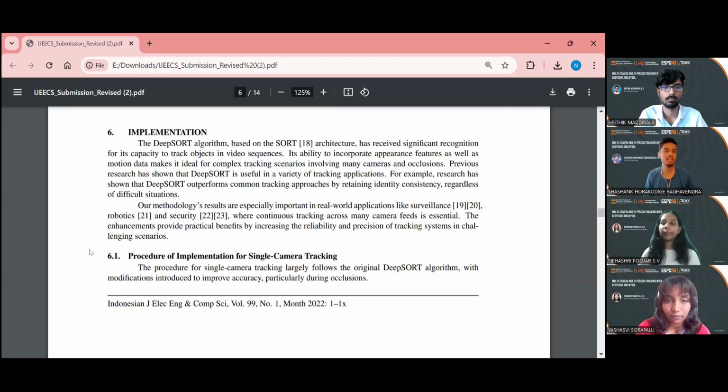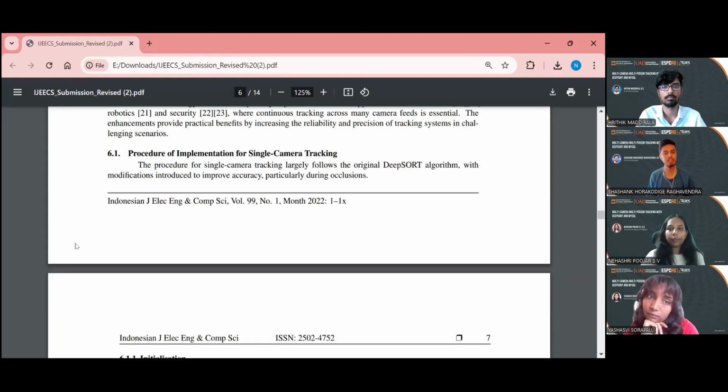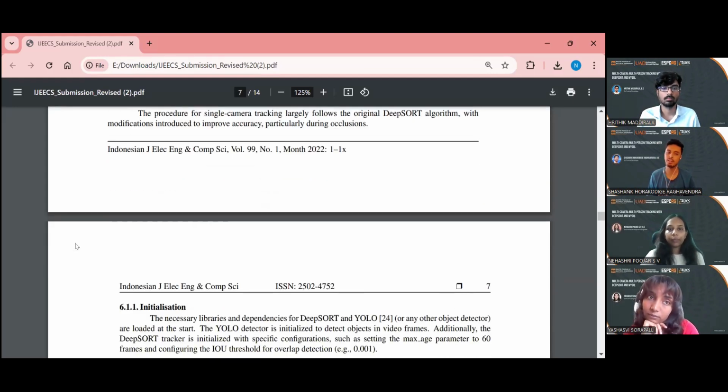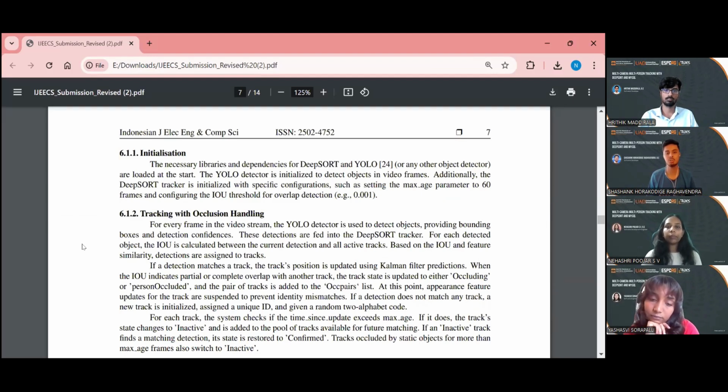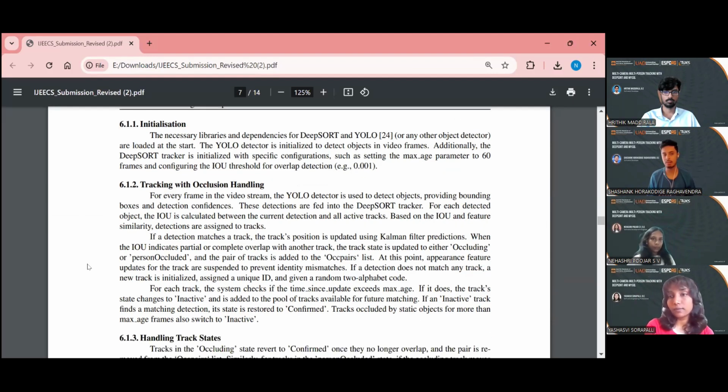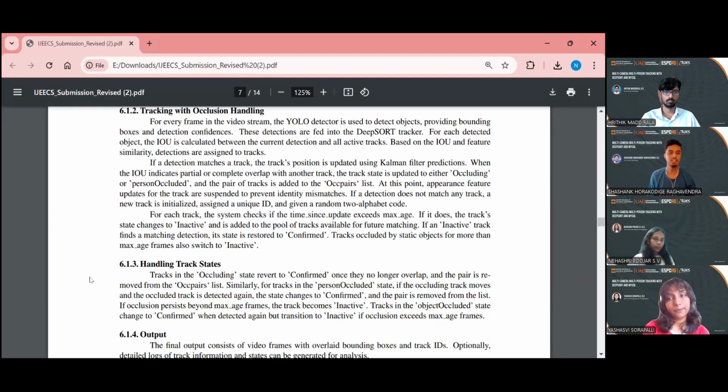So I'll be explaining the implementation section now. First of all, we have a single camera tracking implementation. Here the process begins by loading the necessary libraries, including the YOLO object detector and also the DeepSORT metrics. DeepSORT assigns these detections to existing tracks using the IOU metric and also feature similarity. Then the tracks are updated with Kalman filters and special states like we've included, like occluding and person occluded. They can handle the overlaps and prevent identity mismatches. Tracks become inactive if they aren't updated within the defined frame limit, which is given as 60 frames, and they can be active again if they come back into the screen. So this is the gist of the single camera tracking implementation.